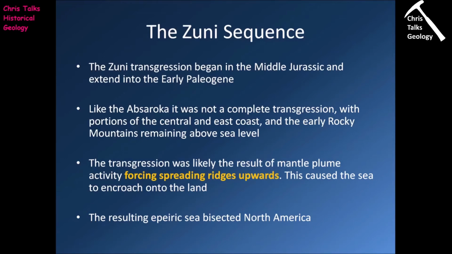So if you remember, the Sauk, the Tippecanoe and the Kaskaskia pretty much resulted in all of the United States being underwater and a substantial portion of Canada being underwater. In the case of the Absaroka, we had large portions of the United States and Canada above sea level, and obviously this meant we could create large quantities of clastic sediments through erosion. And the same thing is going to happen during the Zuni transgression, so it doesn't cover over all of North America or Canada, so there's plenty of rock to be eroded, so there's plenty of clastic sediment moving around.